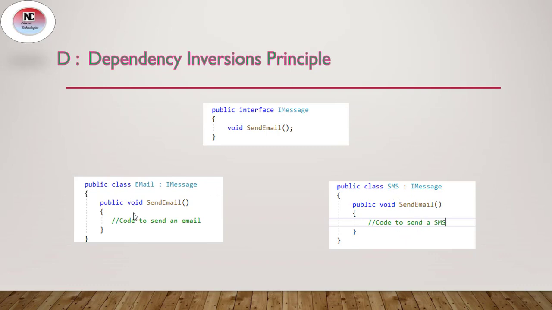Email writes the logic to send the message with email, and SMS writes the logic to send the message with SMS. So here we are creating one interface so that it can be applicable to any of these things. Here we can find the interface is not dependent on Email or SMS. So high-level logic is not dependent on low-level logic. This is the dependency inversion principle.